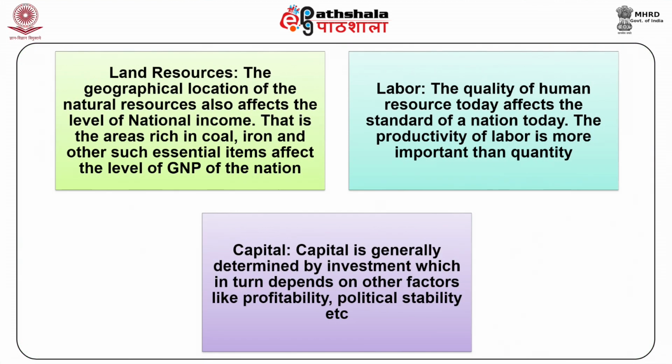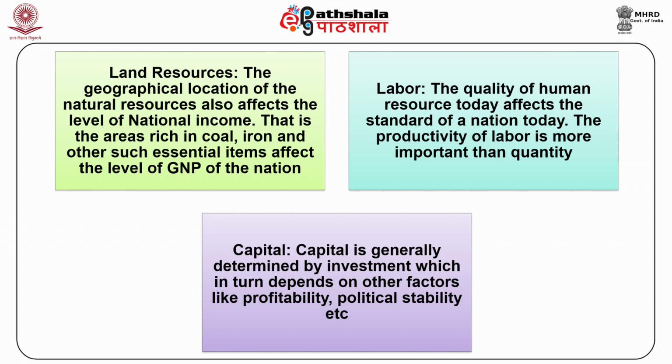First, land resources. The geographical location of the natural resources also affects the level of national income. That is, the areas rich in coal, iron and other such essential items affect the level of GNP of the nation. Second is labour. The quality of human resource affects the standard of a nation. The productivity of labour is more important than quantity.